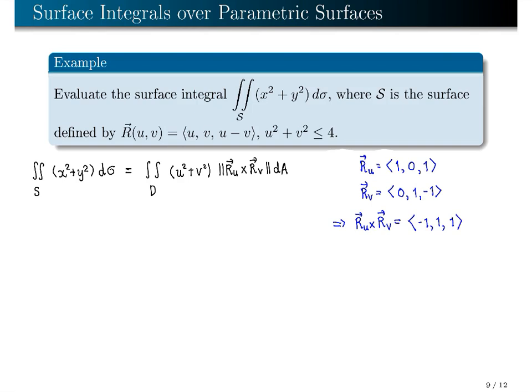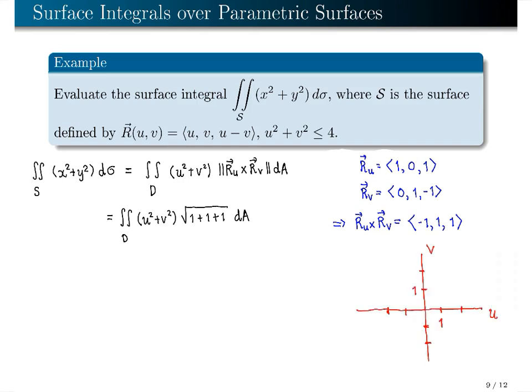Continuing now with the original problem, I obtain the double integral over the region D of u squared plus v squared multiplied by the magnitude of Ru cross Rv, which is just now the square root of the sum of the squares of the components of Ru cross Rv, which is just the square root of 1 plus 1 plus 1, dA. Before we continue further, let us identify the region D.